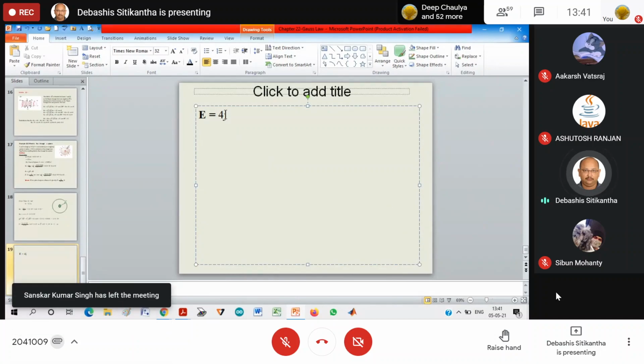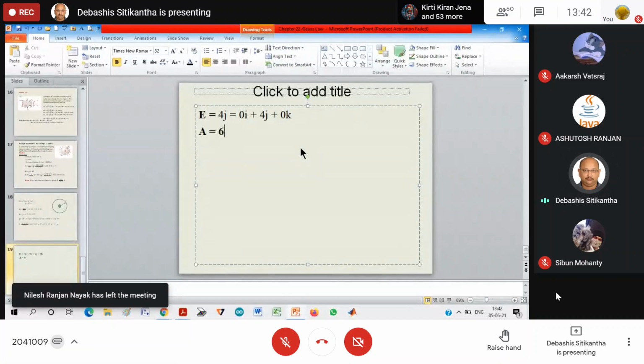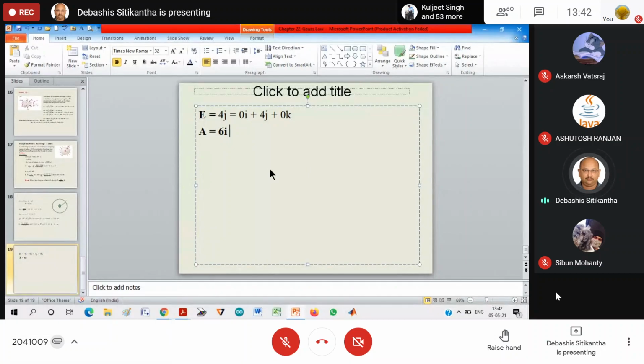Now 4j means we can write it in total as 0i plus 4j plus 0k. Similarly, your A vector is given as 6i cap, and this is equal to 6i plus 0j plus 0k. That's it.